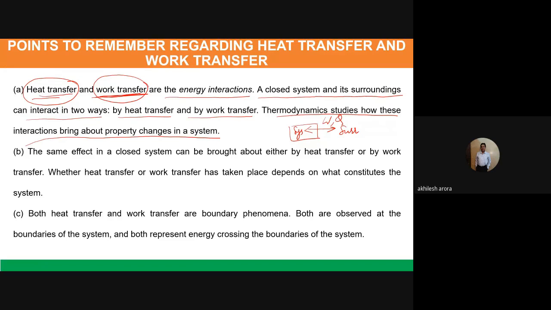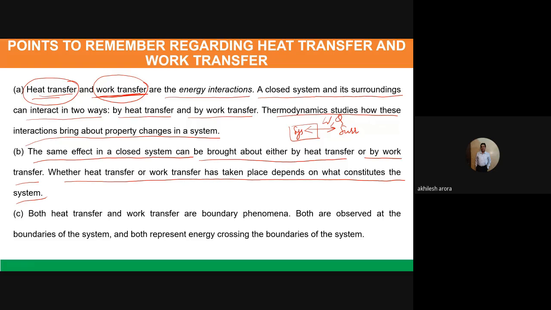So it's quite easy. If work enters the system, naturally the pressure, volume, and temperature will change, or other properties will vary. Similarly, when Q is either leaving or entering the system, the properties will change. The same effect in a closed system can be brought about either by heat transfer or by work transfer. Whether heat transfer or work transfer has taken place depends on what constitutes the system.